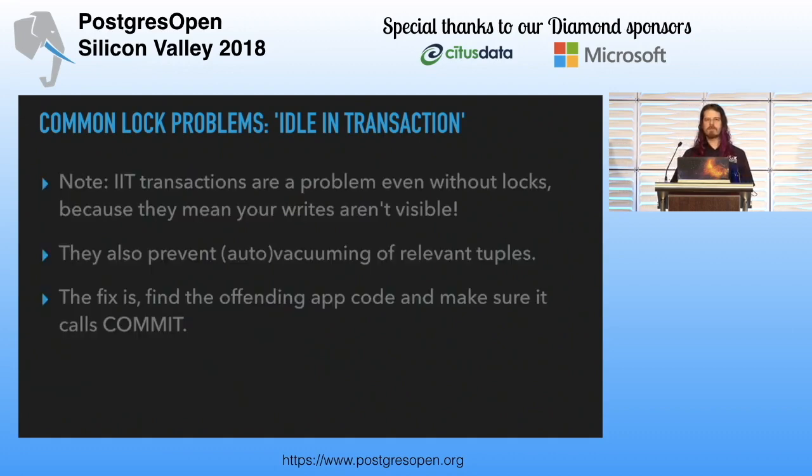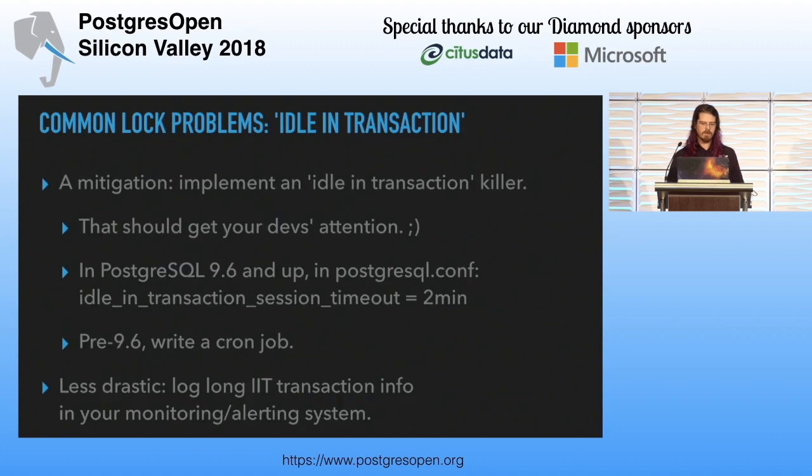And idle in transactions, oddly, sometimes we get clients who are like, oh, well, sure, but what's the big deal? Well, nobody can see your writes because you haven't committed them. And also, it blocks autovacuum, which can run into the sort of transaction ID problems I mentioned earlier. So the fix is simply to find the app code that's not calling commit and make it call commit. That can be a bit of a problem, especially if you have a wall between your DBAs and your devs.